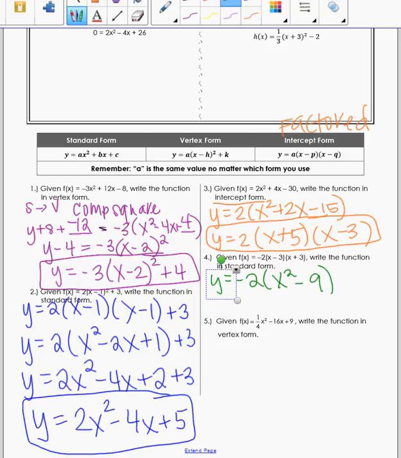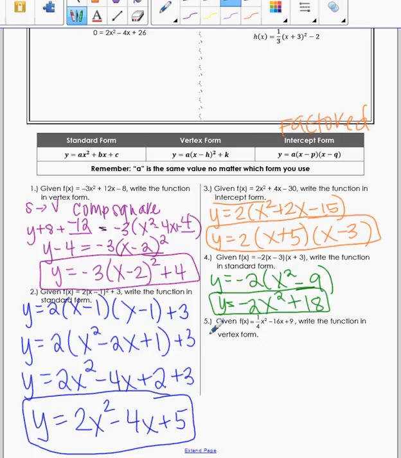So then the last thing you need to do is distribute your negative 2. So you get negative 2x squared plus 18. Sorry, you guys, my handwriting's so atrocious on this thing today. All right. So that's your final answer. You just don't have a b value, which is fine.